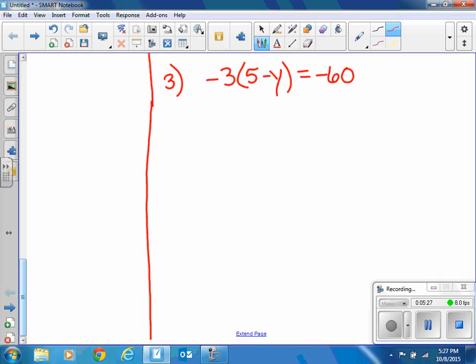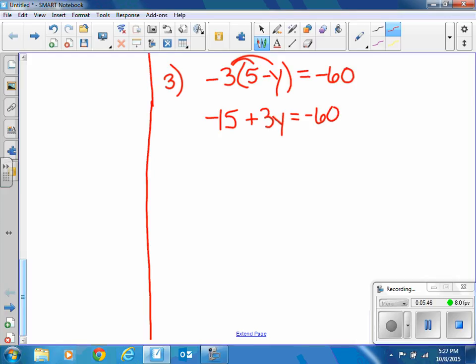All right, first step again is we are going to distribute. So we need to distribute this negative 3 to each of those terms. Negative 3 times 5 is a negative 15. Negative 3 times a negative y is a positive 3y. And we're left with this negative 60 on the right-hand side. Now we're back again to a two-step equation.